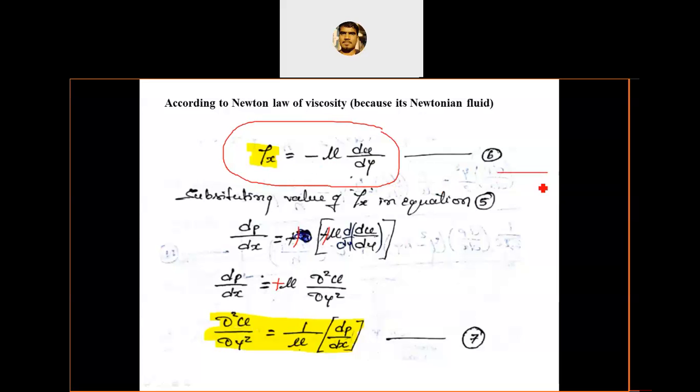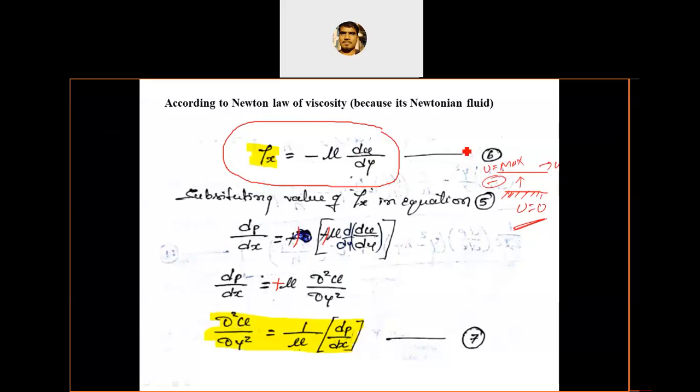Because there are two surfaces. One is a stationary surface, where the velocity is 0, and the other is a moving surface, so the velocity is maximum. When the thickness increases, velocity increases. When thickness decreases, velocity decreases. So this is what is indicated by the negative sign.